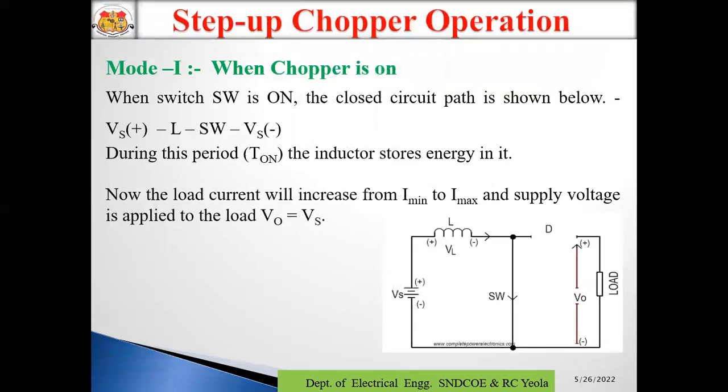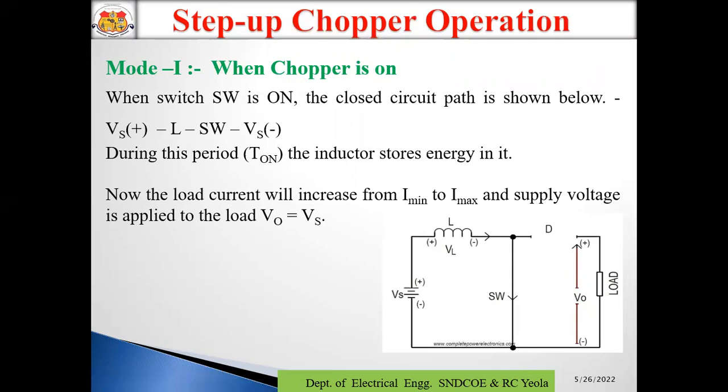Now we will understand the working principle of the step up chopper by modes of operation. There are two modes of operation. One is when the chopper is on, and the second is when the chopper is off. Let us first discuss mode 1, when the chopper is on. According to the circuit diagram, when the switch is on, the closed circuit path is shown below.